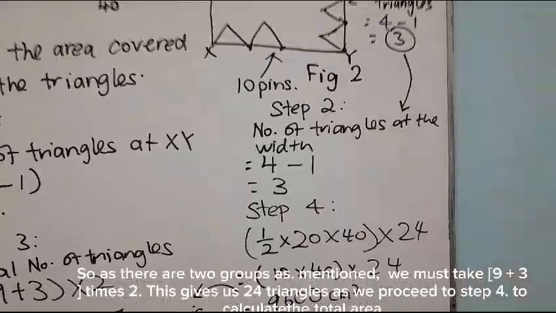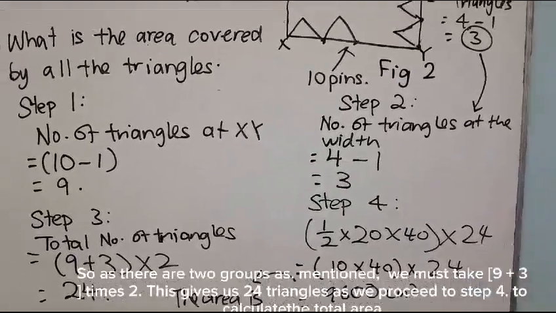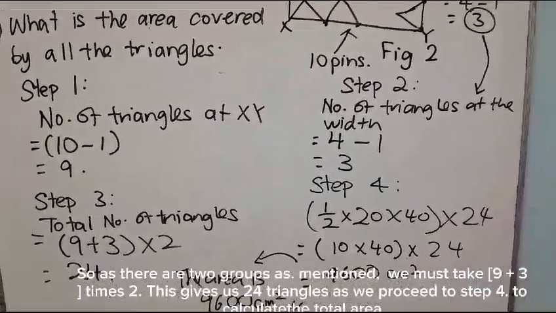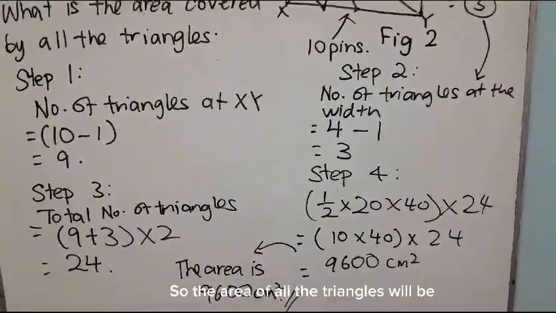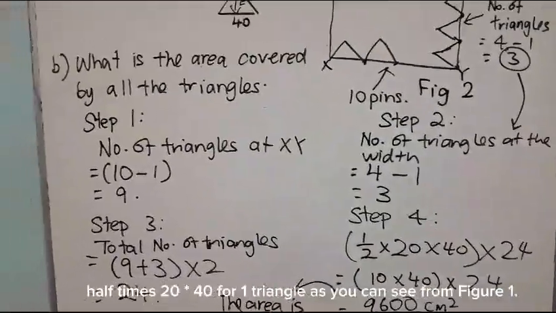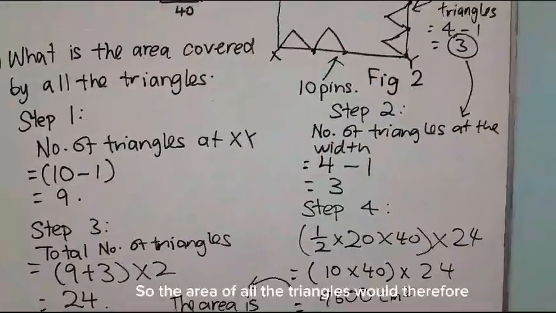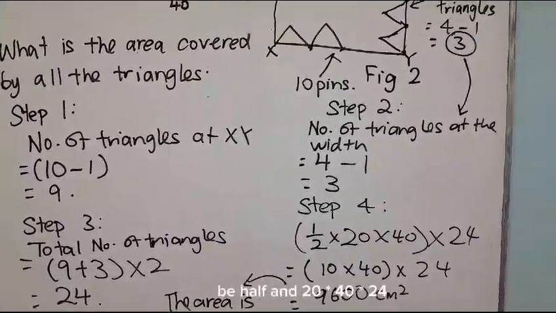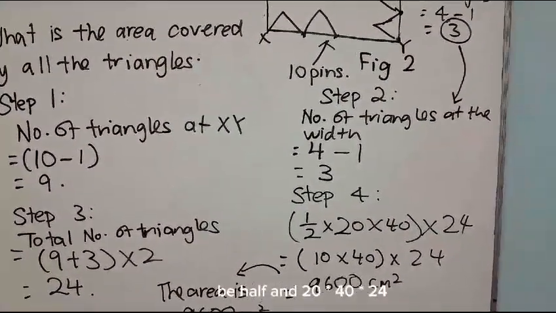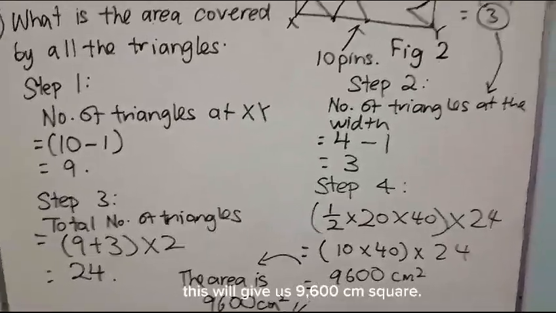So as we proceed to step 4, as they're asking for the area of triangles, and as there are 24, the area of the triangles will therefore be half times 20 times 40, as you can see from figure 1. So the area of the triangles will be half times 20 times 40 times 24. It will therefore give us 9,600 cm squared.